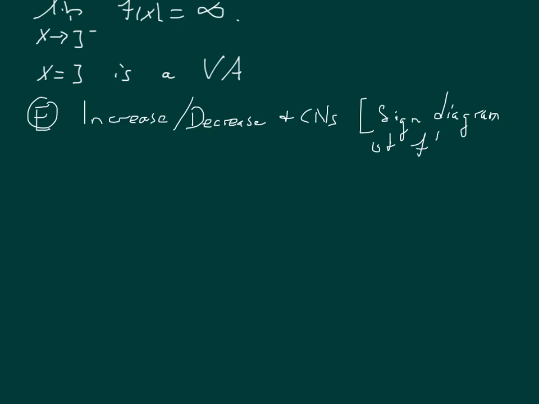Because the sign diagram of f prime is going to tell us where f prime is positive and negative, and we know that when f prime is positive, f is increasing, and when f prime is negative, f is decreasing. All right, so if you're looking for the sign diagram of the function, what do you look for? You look for where it's 0 and where it's discontinuous, which is to say for our functions where it doesn't exist. So what was f prime of x?